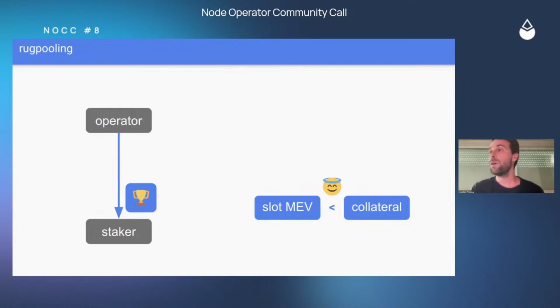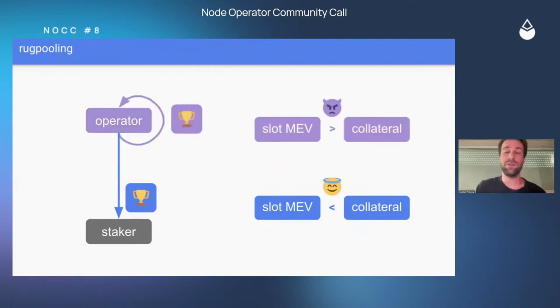So in the case of Lido, today they're collateralized with reputation, but in the future they might be collateralized with just financial assets. And whenever the slot MEV is greater than the total amount of collateral, they're incentivized to run away with the MEV instead of giving it to the staker. And I think as we try and distribute these staking pools and allow more and more types of operators to join in, this attack is going to become more and more of a design consideration.